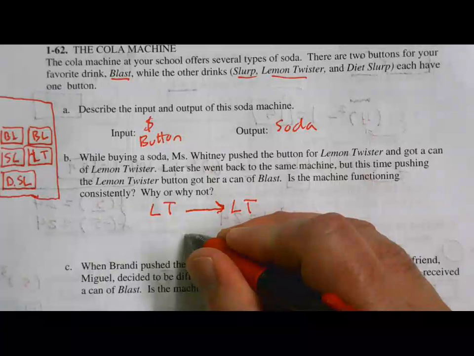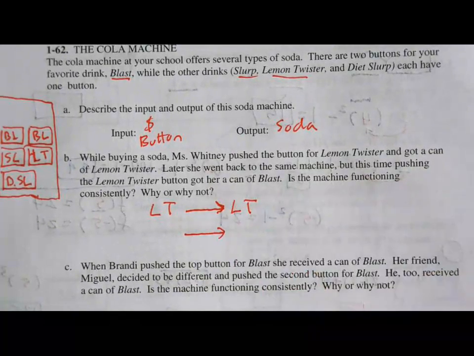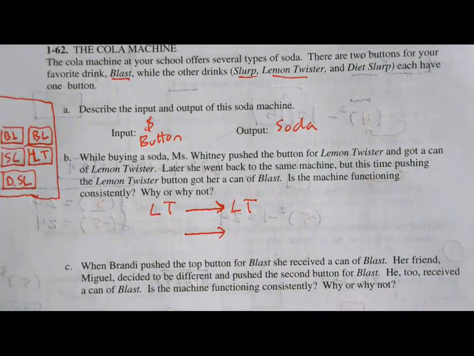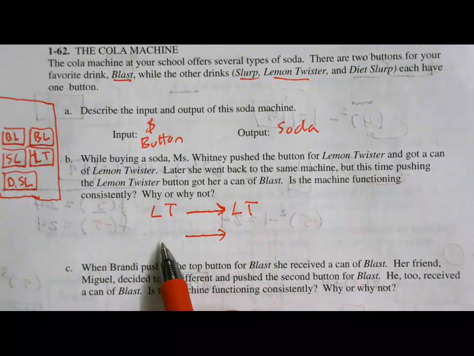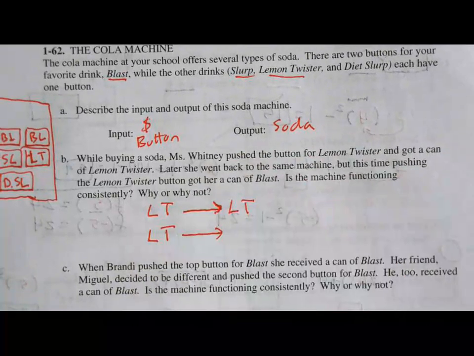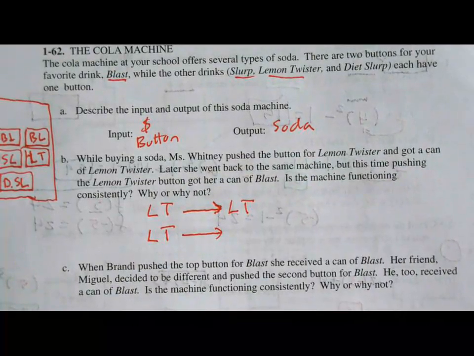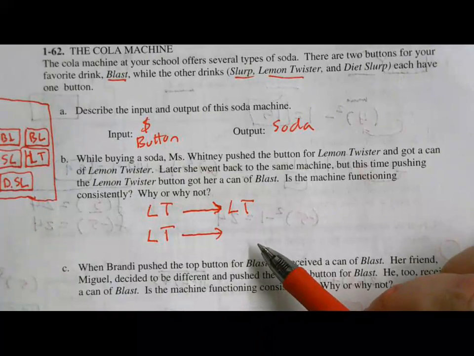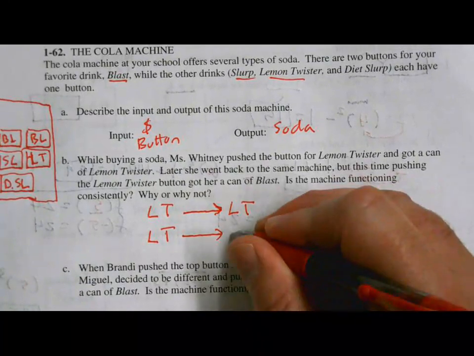And then she went back later. Did her input change? She was still pushing lemon twister. So same input. Did the output change? Yeah, she got blast instead.